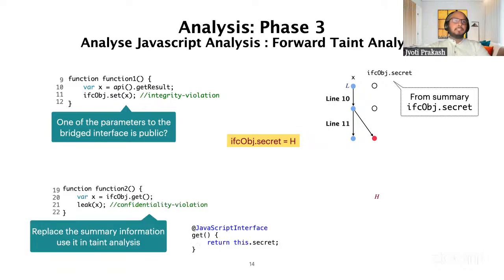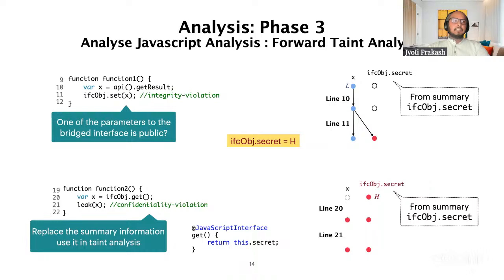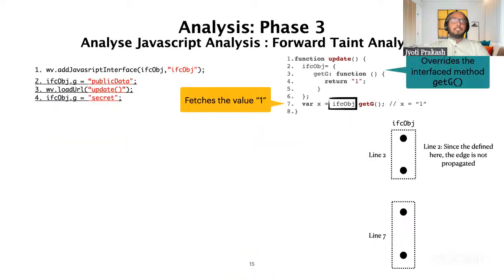And in the second phase, we compute similarly, where we say that for this X value, we know that IFC_object.secret is the get value here, and then we say that H flows to X, and therefore X is leaked. So the taint analysis will be able to resolve that X is leaked from the JavaScript part. So this is how the third phase goes.